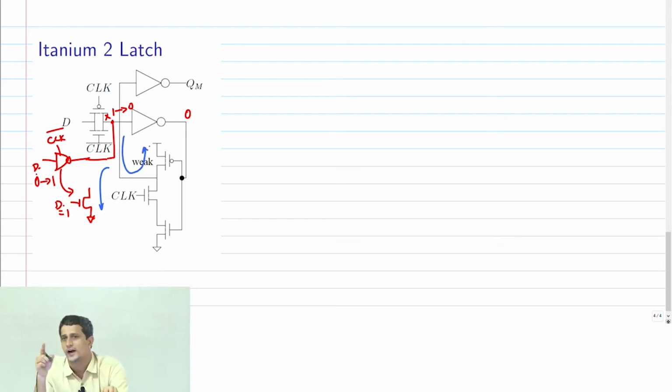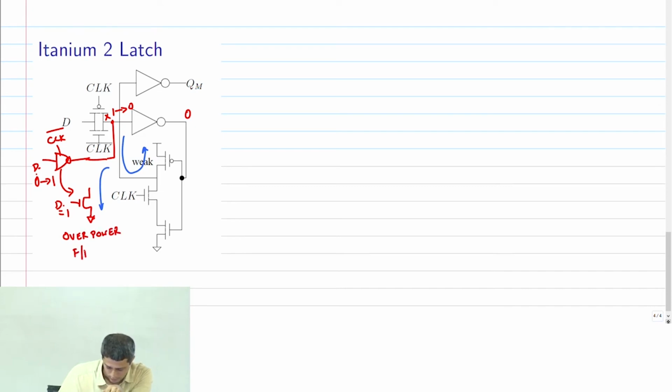So there is going to be a fight between the PMOS of the feedback inverter, which is labeled as the weak transistor here, and the pull down of this tri-state inverter, which means it is what kind of, is it breaking feedback or overpowering feedback? Yeah, right. So you have to overpower feedback in this case, right? So therefore this is overpower feedback.